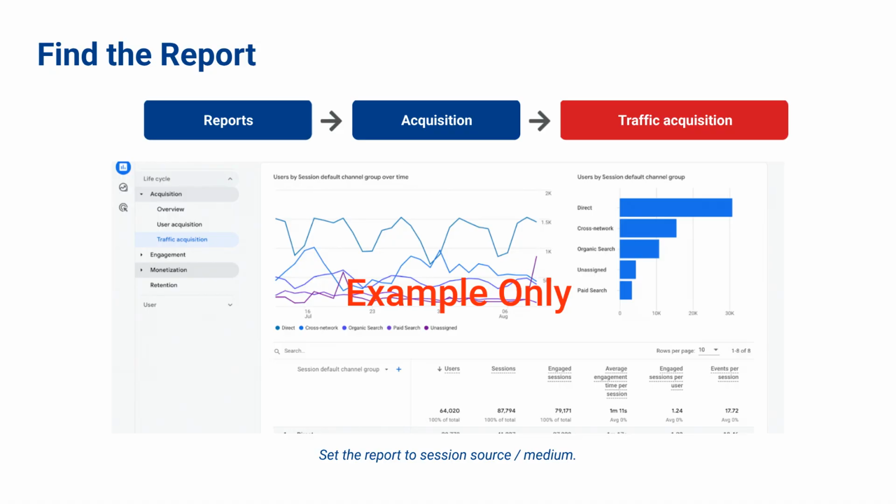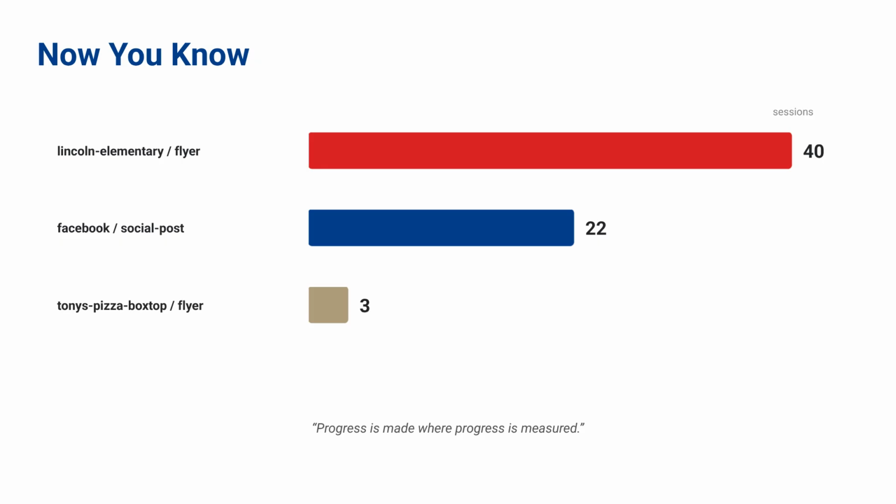For site administrators, after the flyers are out, open Google Analytics and go to Reports, then Acquisition, then Traffic Acquisition. Set the report to show session source and medium. And there's your answer. Lincoln Elementary Flyers, 40 visits. Facebook, 22. The pizza boxes, 3.